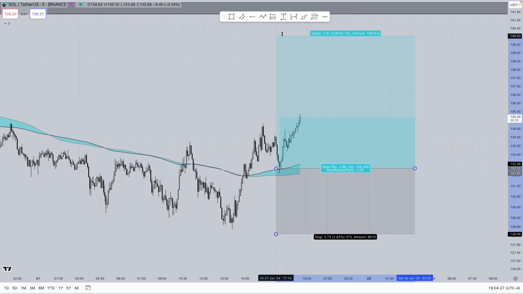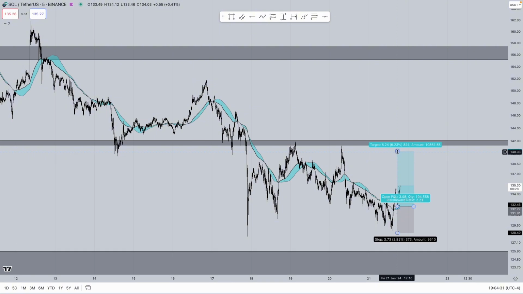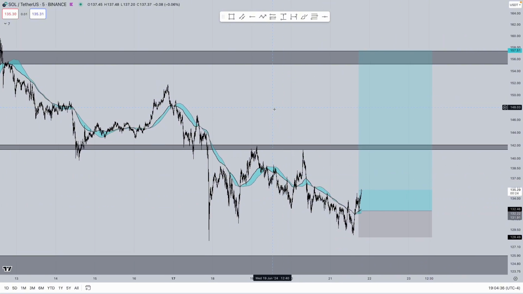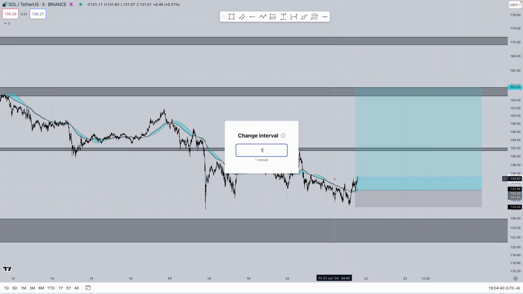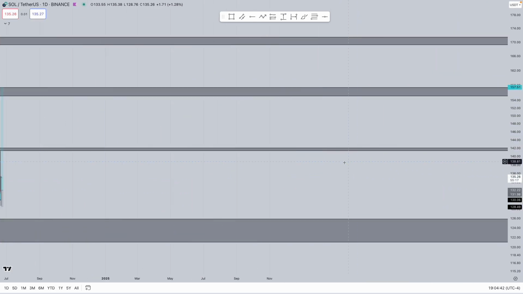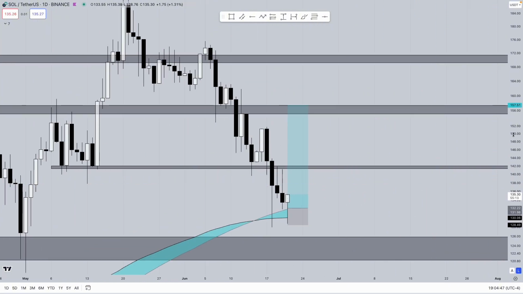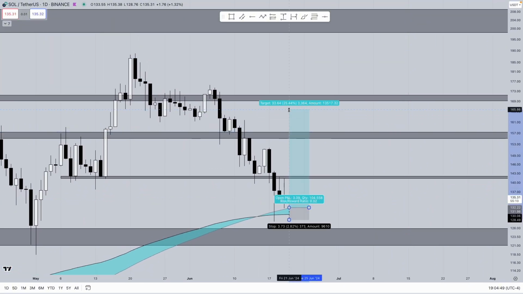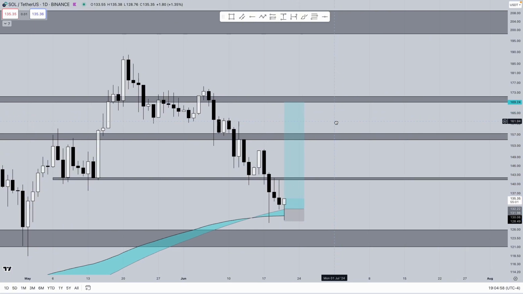And then your targets can be much higher here. So you can see the risk reward on this setup. Let's just draw it out here. Let's just say we're targeting this first level here at like 169 area. So you can see it's basically a 10R trade.